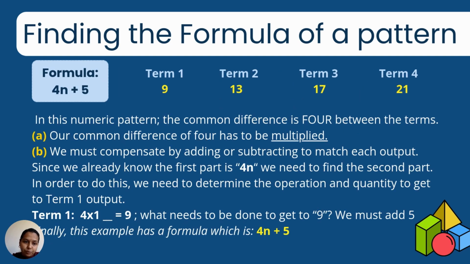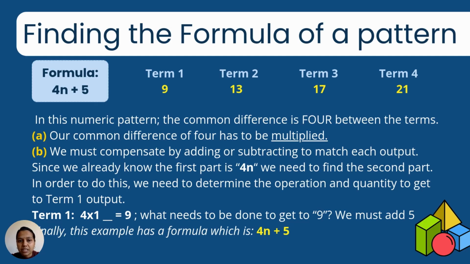Let's move on to another example. So here we've got another formula given to us, and it is 4n plus 5. This time we've got a numeric pattern, and term 1 shows us 9, term 2 shows us 13, term 3 shows us 17, and term 4 shows us 21. So in this numeric pattern, the common difference you can see from 9 to 13, 13 to 17, and 17 to 21 is actually 4. So we take that 4 and we multiply it by our variable, and so we get 4n.